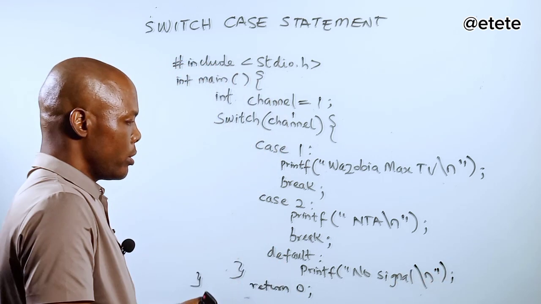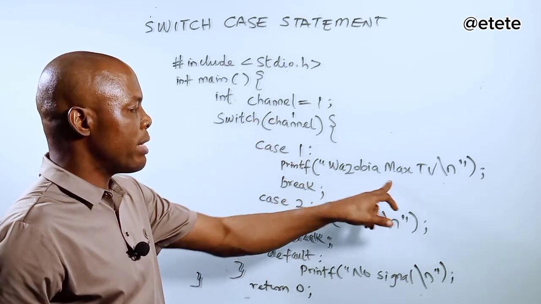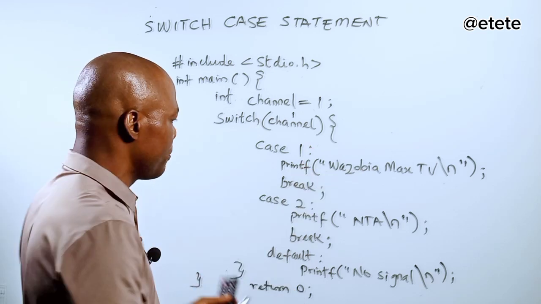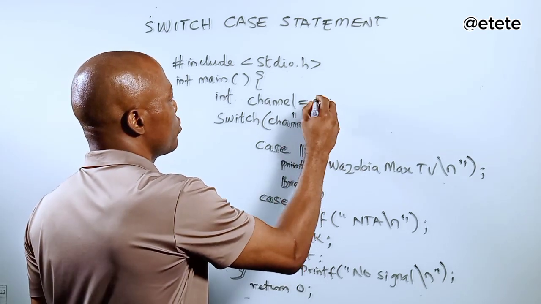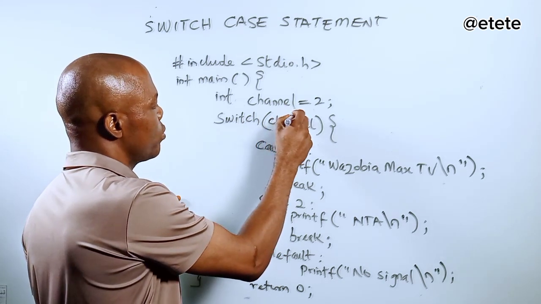All right, so this is it. Now, channel is 1, so it's going to print out Wazobia Max TV. So when I press 1, it's going to change to that channel. Now, if I change this place to 2, it will go in. Channel is 2. Channel is now 2, right?